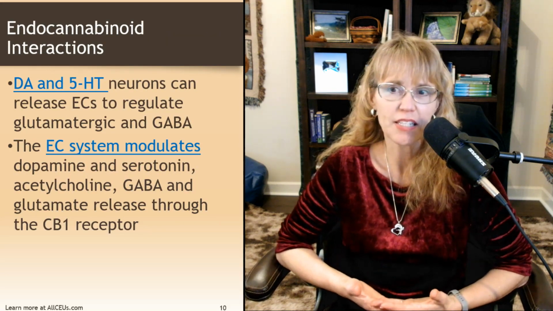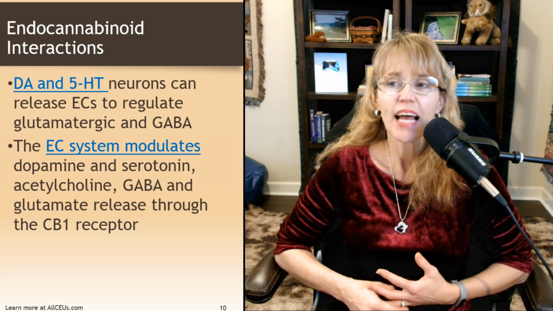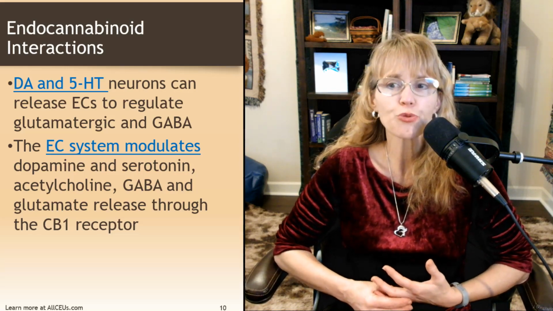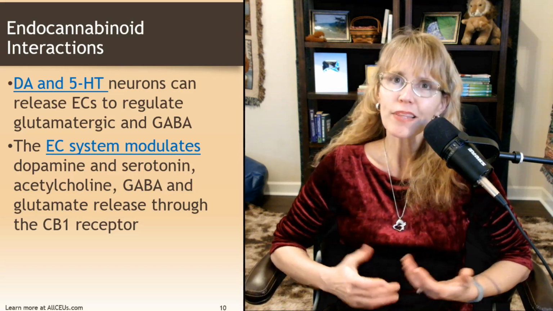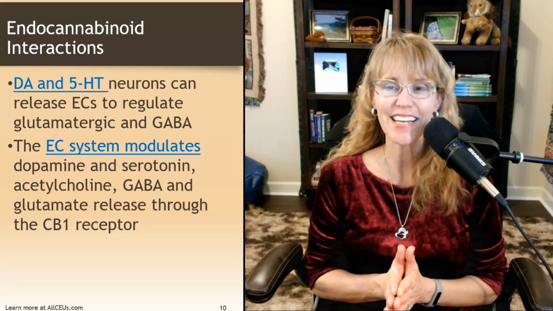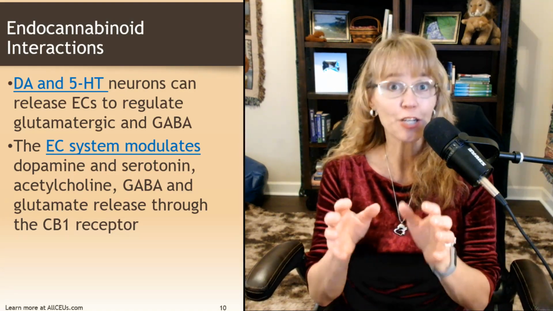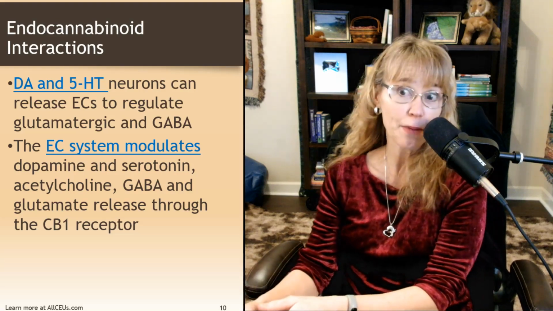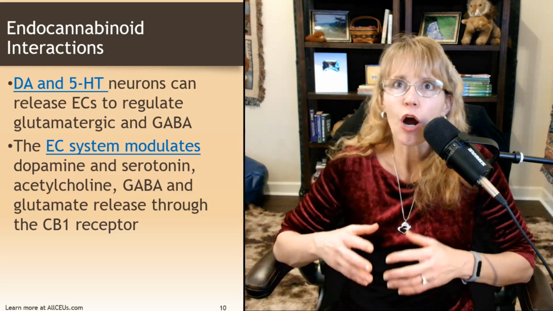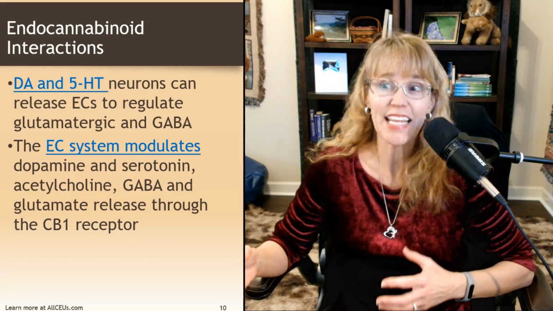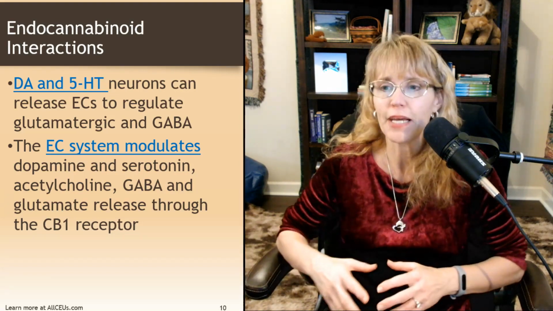In terms of interactions, dopamine, or DA, and serotonin, or 5-HT neurons, can release endocannabinoids in order to regulate glutamate and GABA. Wow, that's really interesting. Now, one thing you may know or remember from other presentations I've done, glutamine is used to make glutamate, and glutamate is broken down to make GABA. Glutamate is our main excitatory neurotransmitter, and GABA is our main sort of endogenous Valium or relaxation neurotransmitter. So that's kind of cool that GABA is made from glutamate.